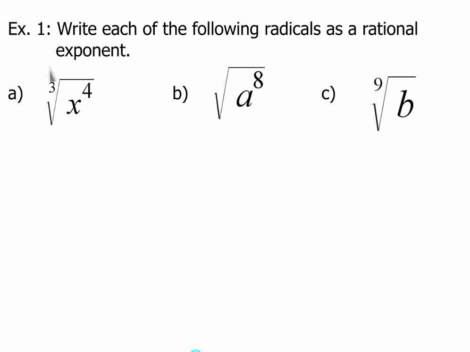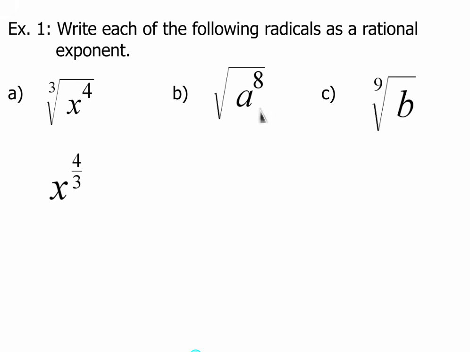For number 1 here, it says, write each of the following radicals as a rational exponent. I've got the cube root of x to the 4th power. When I go to do this, I'm going to make it x to the something power, and 4 is going to become the numerator of my fraction, and 3 is going to become the denominator. So it just looks like this, x to the 4 over 3 power. The exponent on the inside goes on top, the index goes on the bottom.